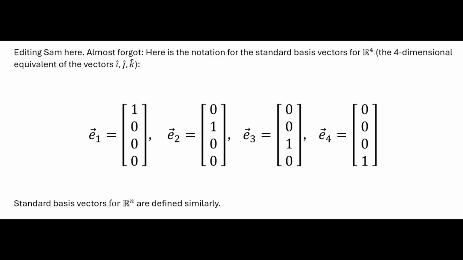Editing Sam here. Almost forgot to mention, here is the notation for and definition of the standard basis vectors for R4, the four-dimensional equivalent of the vectors i hat, j hat, and k hat. Standard basis vectors for Rn are defined similarly.